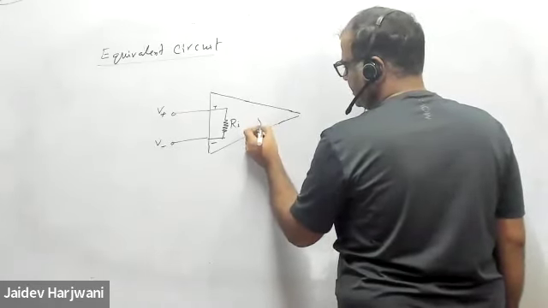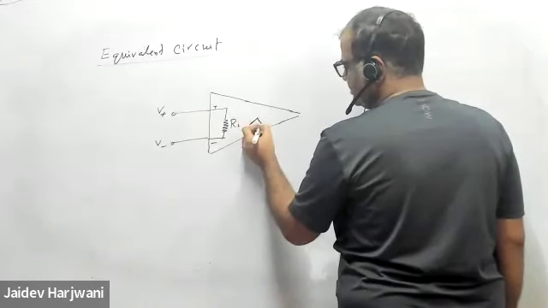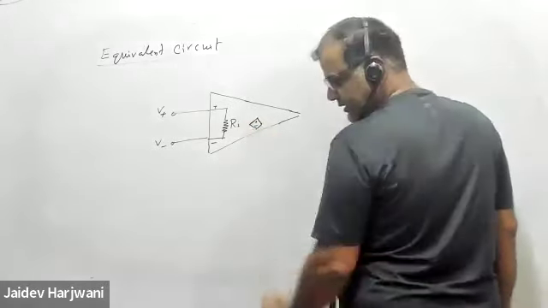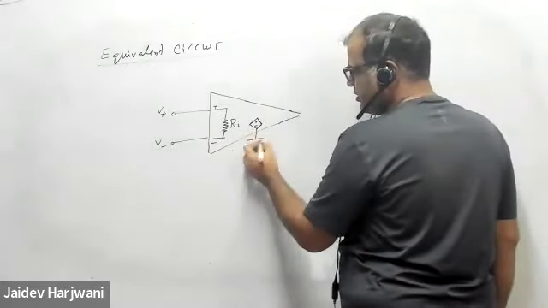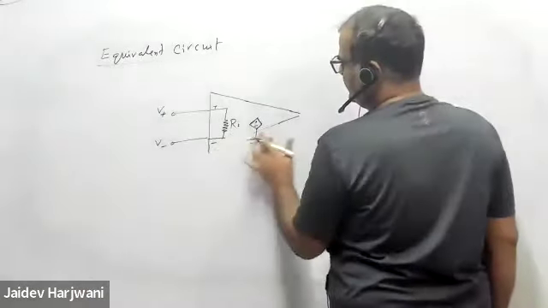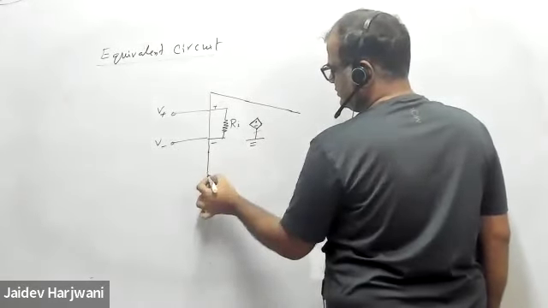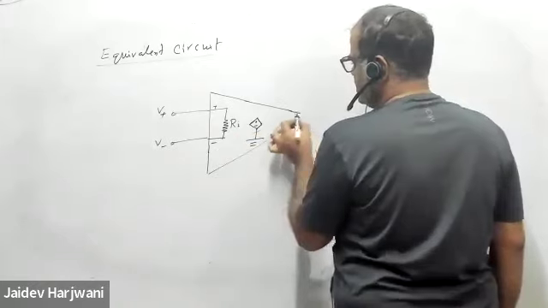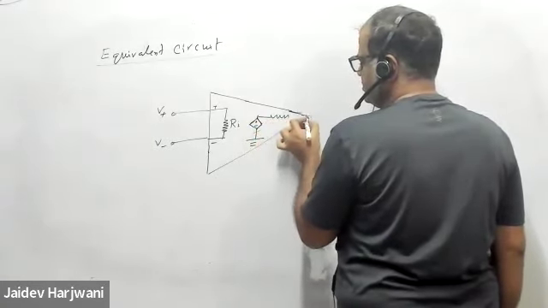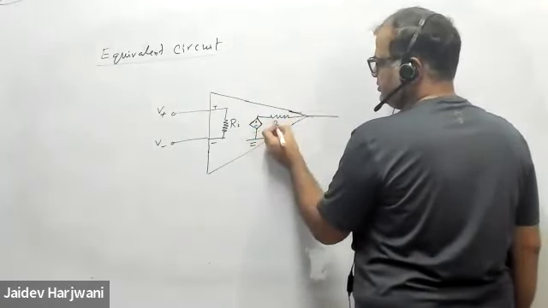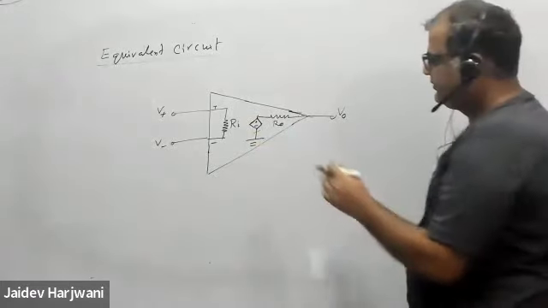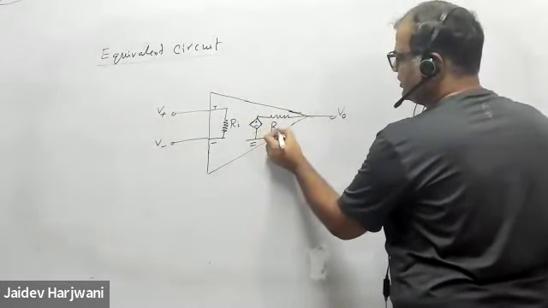So if you see here, we have a dependent voltage source, plus minus, and this is grounded. It will be a little bigger. And here we have a resistance R naught, and here I'm taking the voltage. So this is basically R input and R output resistance.